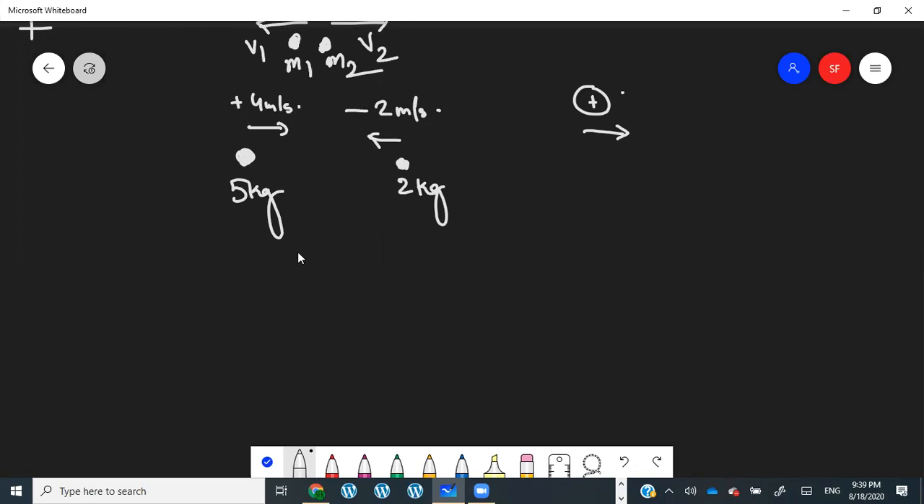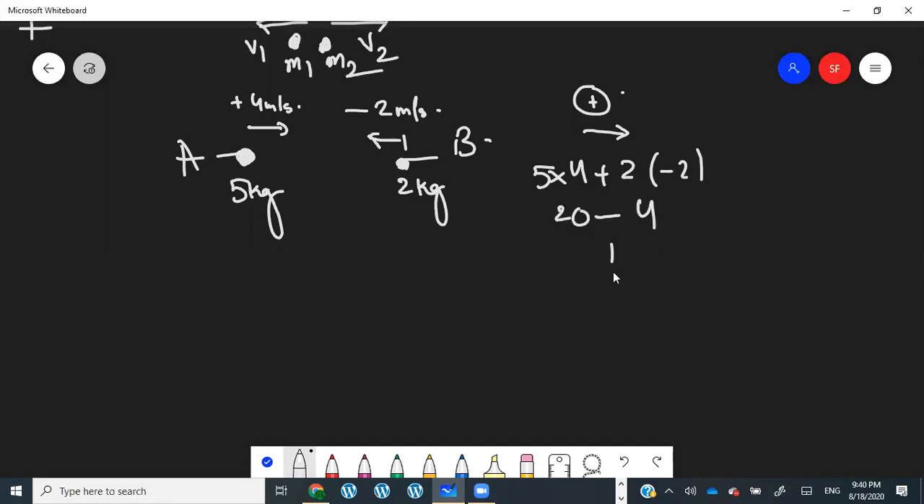Now the total momentum before collision is going to be the momentum of this body plus the momentum of this body. Let's assume the body on the left is body A and this is body B. So the momentum of body A is 5 into 4, plus the momentum of body B, which is 2 into minus 2. This is the total momentum before collision. 5 times 4 is 20, minus 4 is going to be 16 newton seconds. Total momentum before collision.